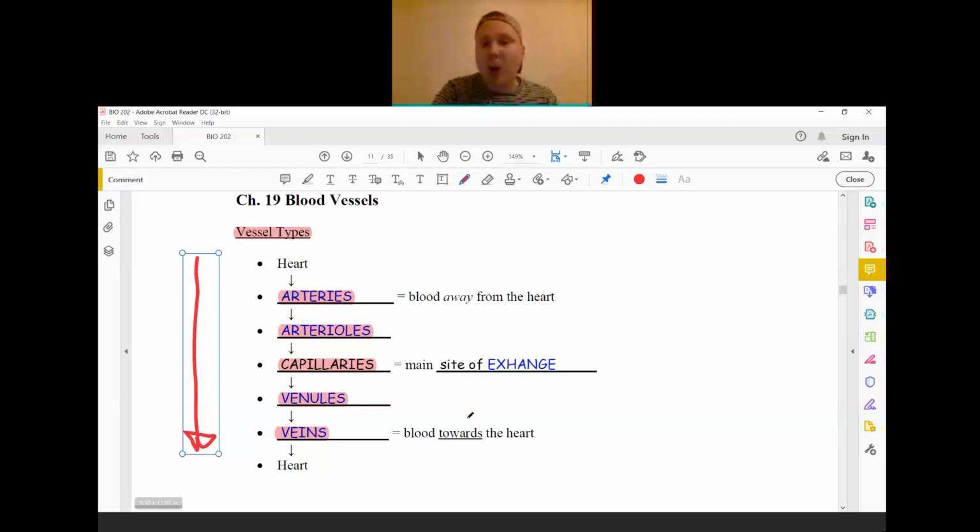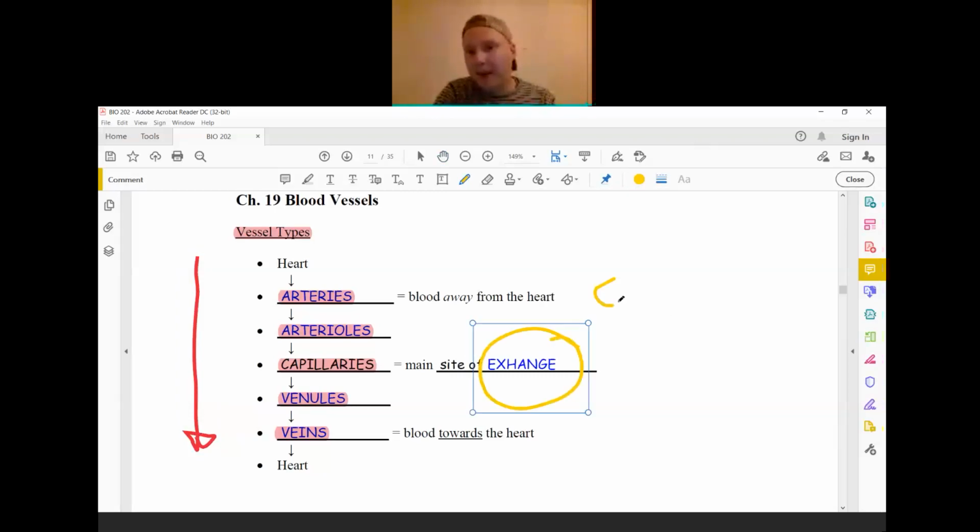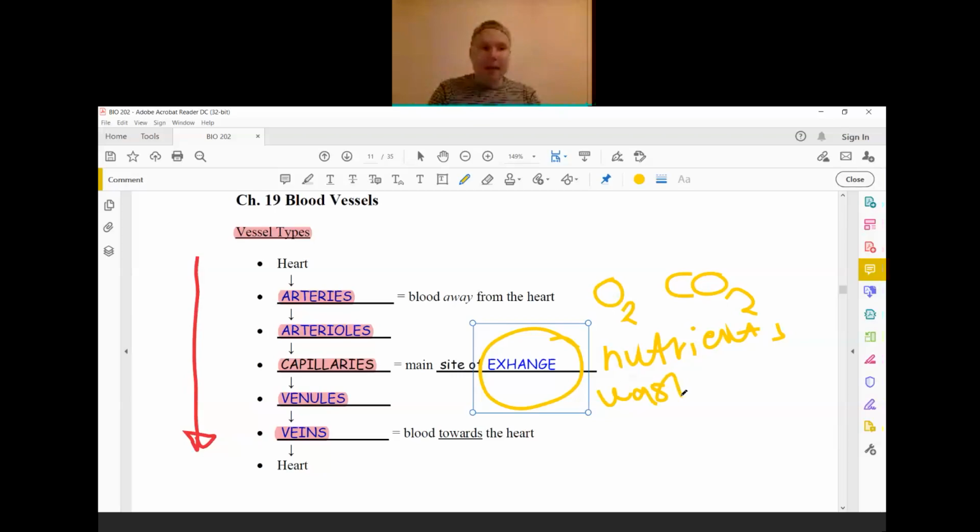What I want you to notice from here is that it is within the capillaries where the exchange of materials happens. So oxygen and carbon dioxide, as well as nutrients and waste products, are exchanged between the capillary and outside of the capillary, so the cells outside.